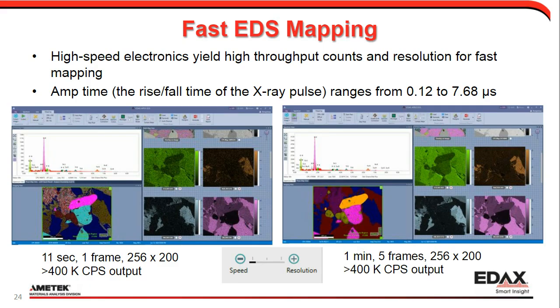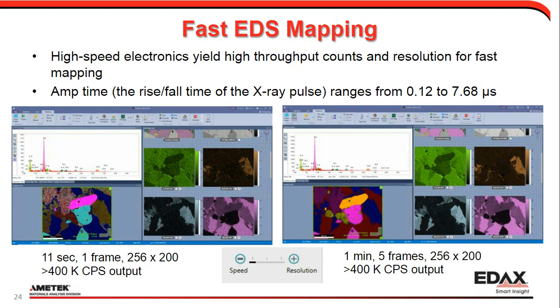Even if I use the fastest M time at 0.12 microseconds, the resolution is still below 150 eV, which is not a significant decrease in resolution. So fast M times can ensure high throughput while keeping very good resolution.